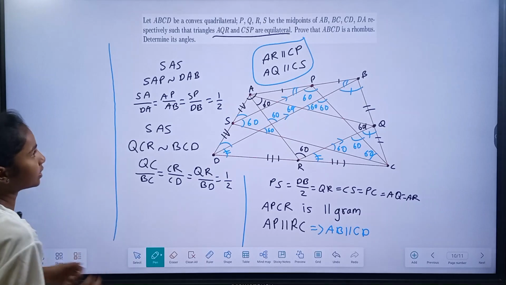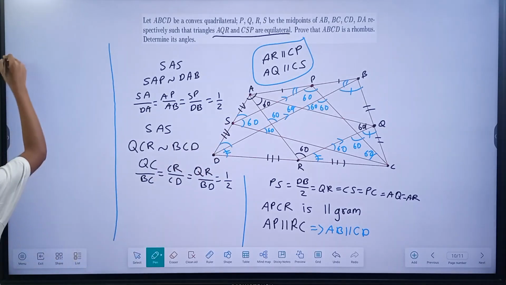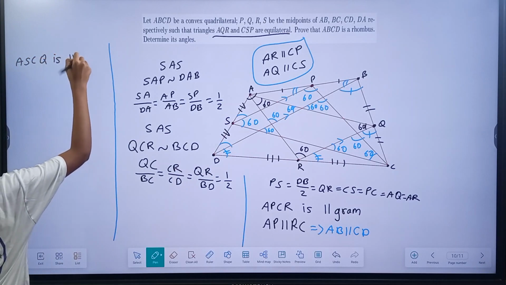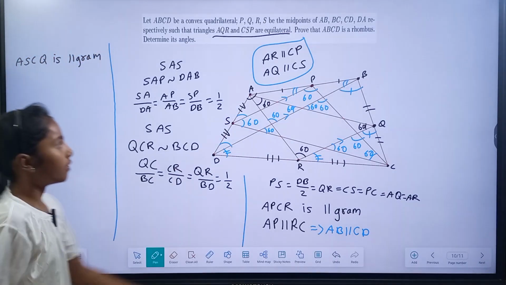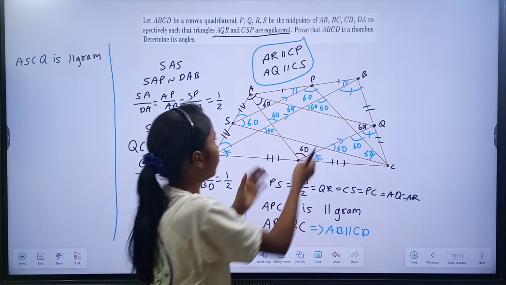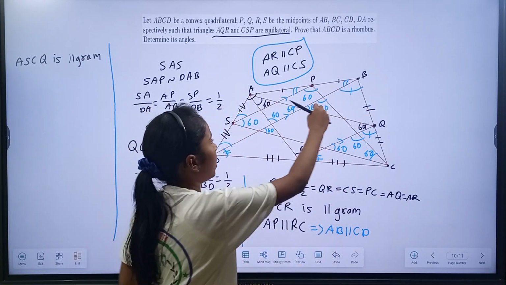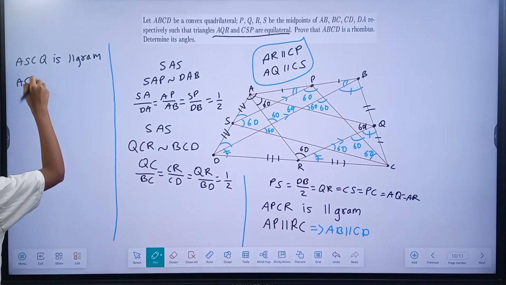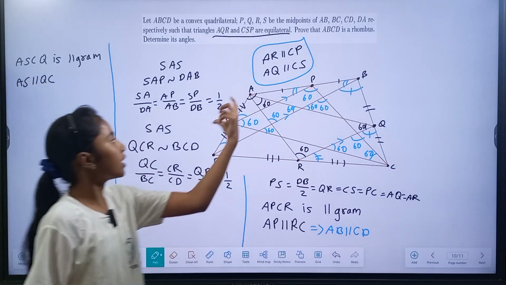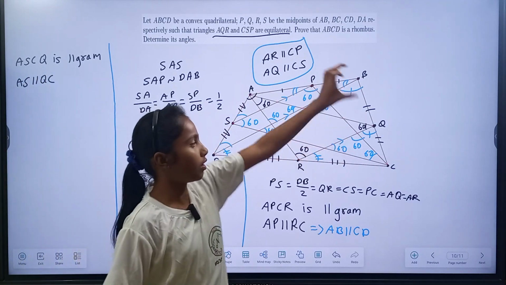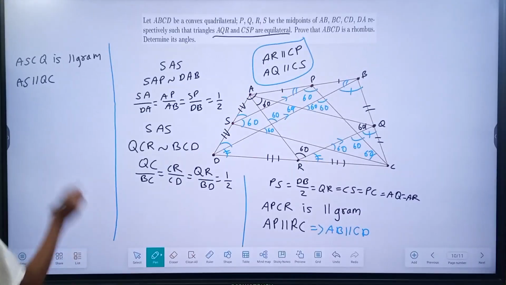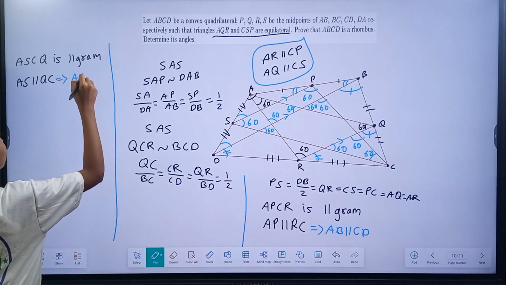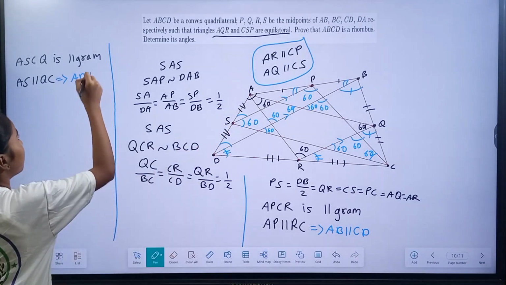We have the quadrilateral ASCQ, which is a parallelogram. Right, ASCQ is also a parallelogram. From this we have AS parallel to QC. We can see that AS is lying on AD and QC is lying on BC, so both lines are also parallel. From this we can say AD is parallel to BC.